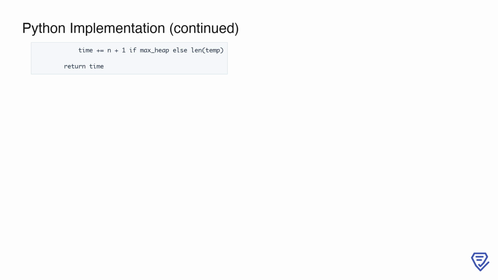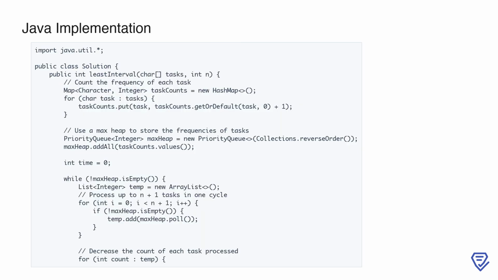This gives us the minimum time required to complete all tasks while respecting the cooling interval, ensuring that the most efficient scheduling is achieved. Here, we begin by importing the necessary Java utilities and defining our solution class with the leastInterval method. The first step in the method is to count the frequency of each task.